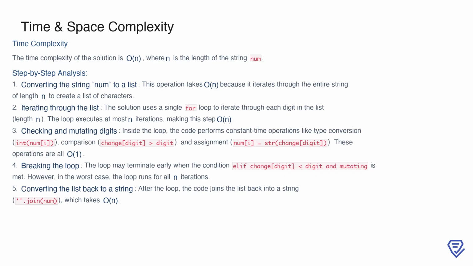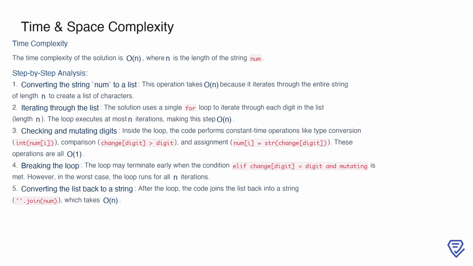Inside the loop, operations like converting a character to an integer, comparing two values, and updating the list are all constant-time operations, or O(1). While the loop may terminate early if certain conditions are met, in the worst case, it still runs for all n iterations. Finally, after the loop, we convert the list back into a string using the join method, which again takes O(n). When we sum up all these steps, the dominant factor is O(n), making the total time complexity O(n).